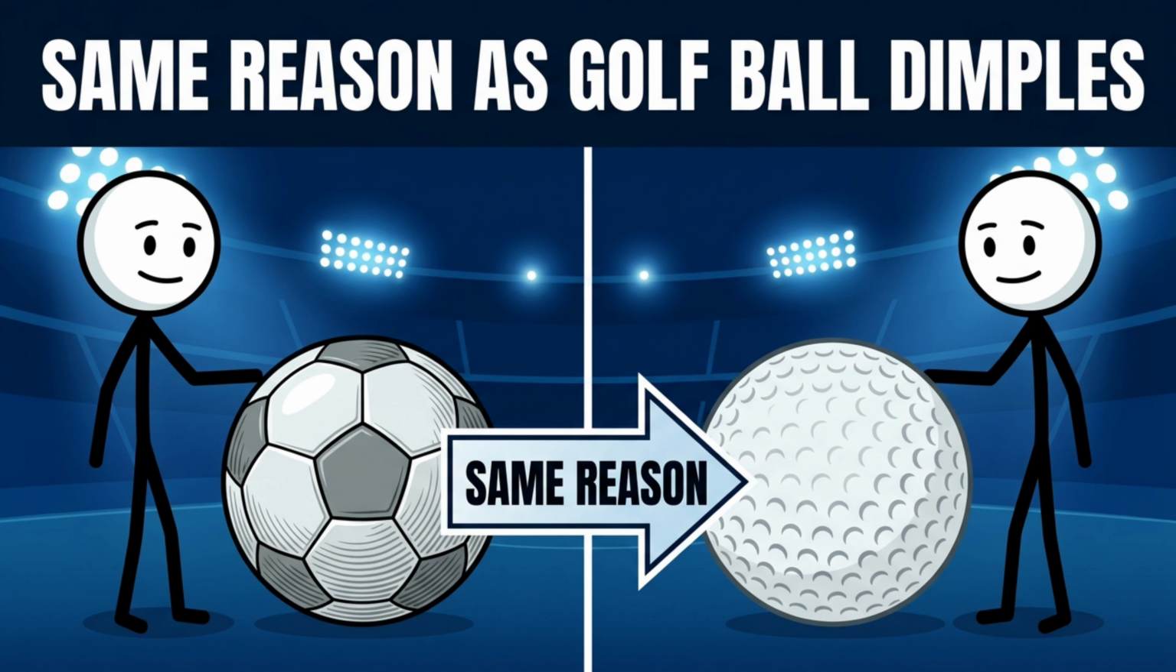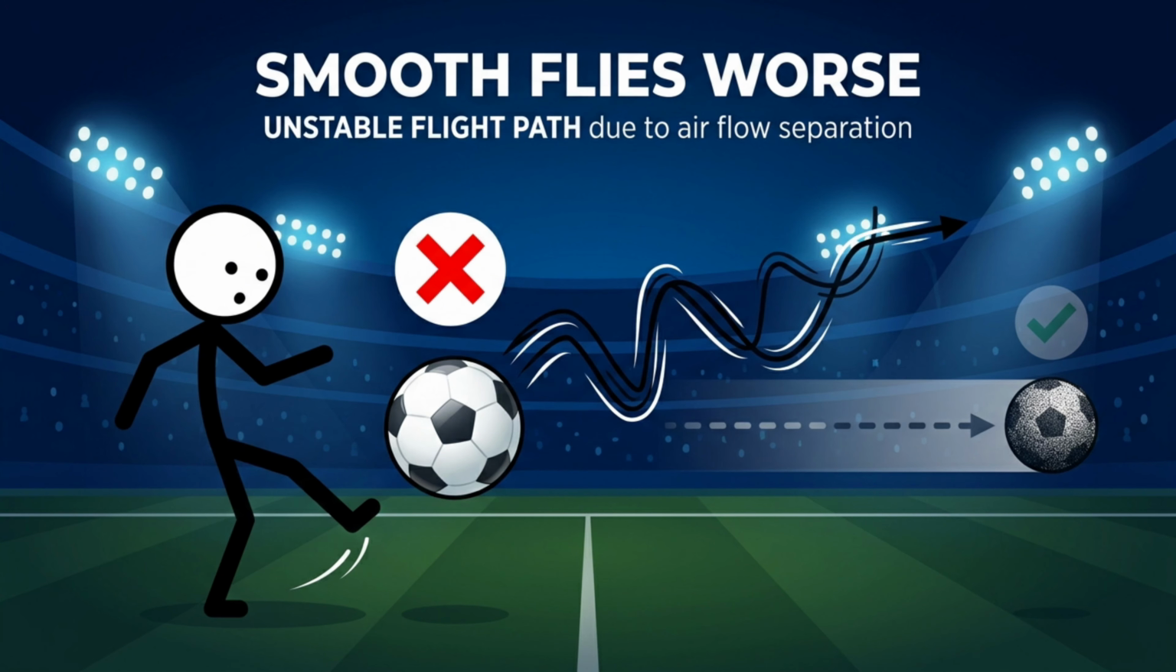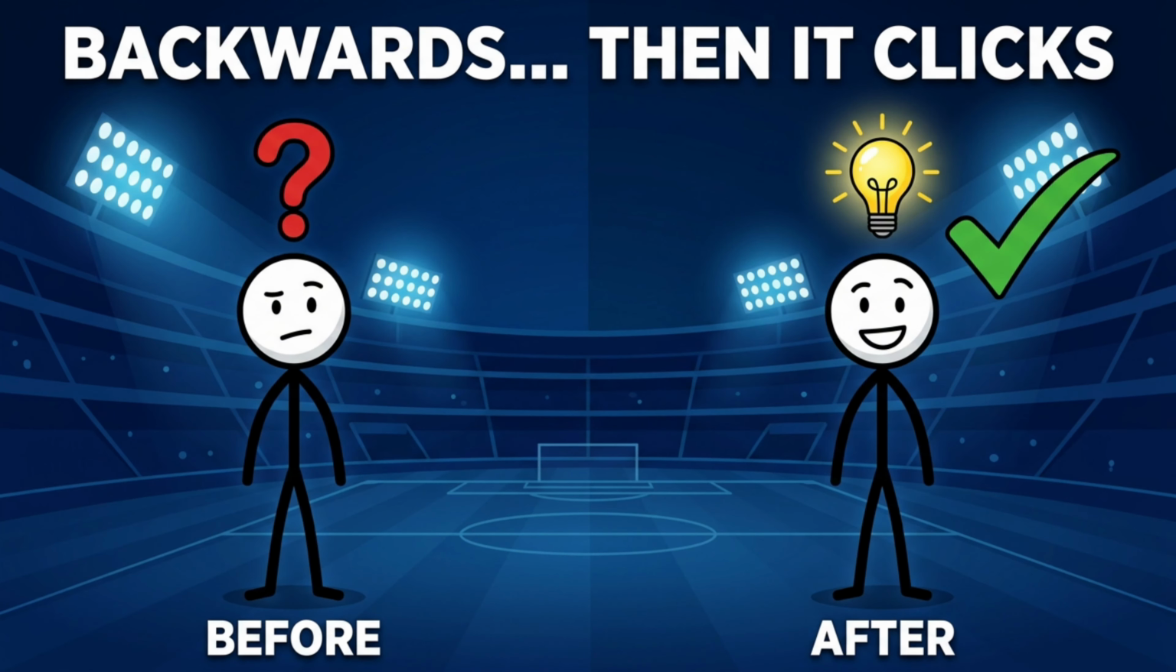It's the same reason golf balls have dimples instead of being perfectly smooth. A totally smooth surface actually flies worse. This is one of those details that sounds backwards until you hear the explanation, and then it makes total sense.